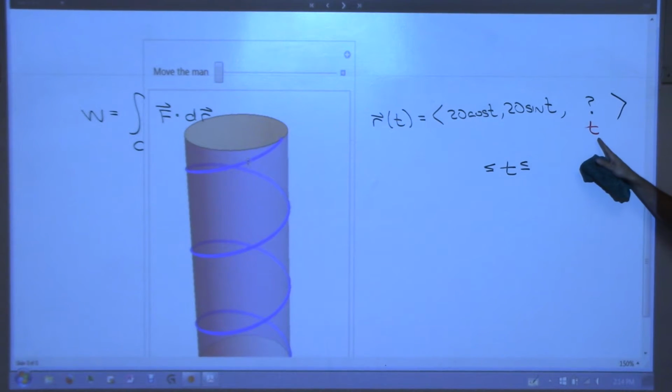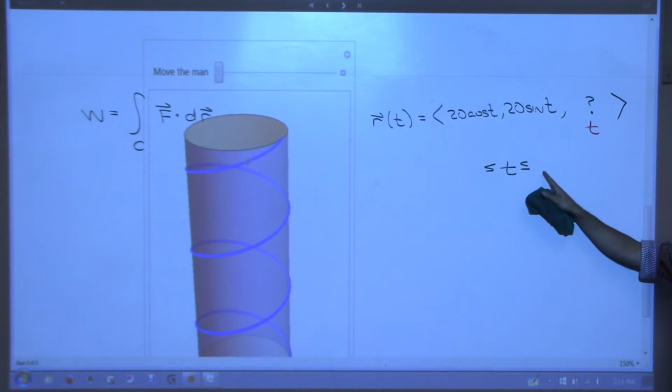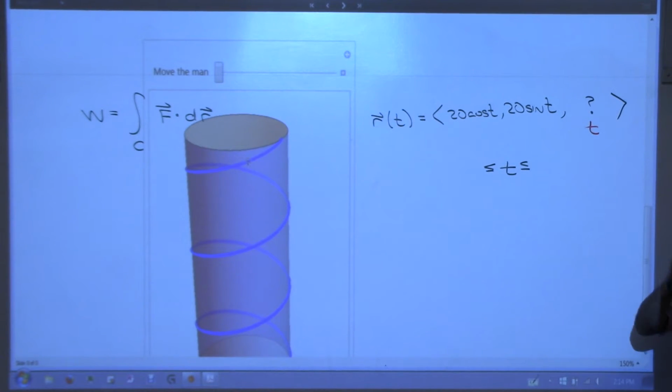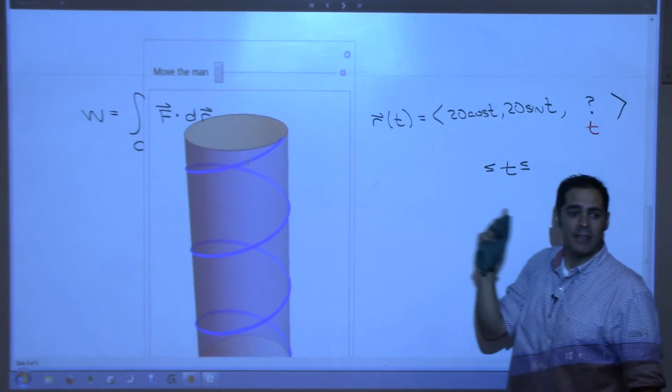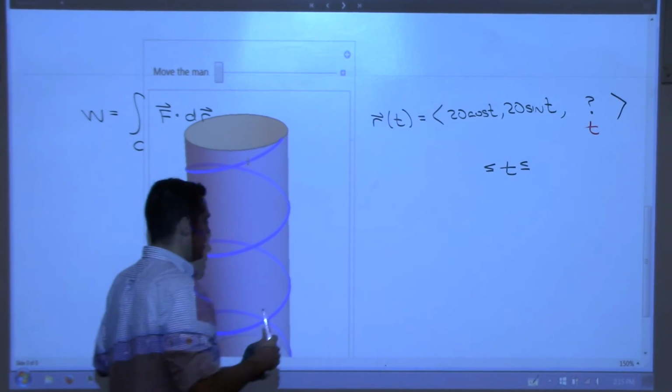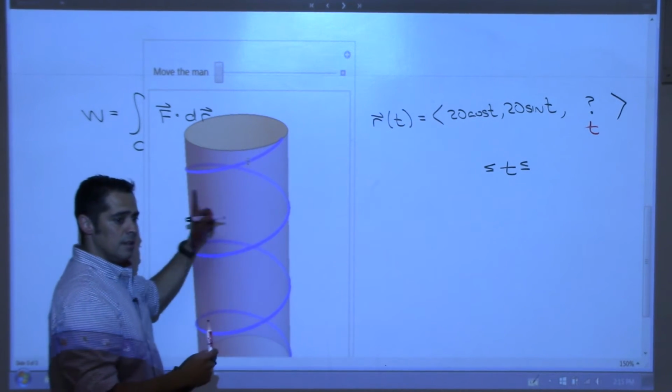Well, if you're going to use t here, it's got to be 90, right? But there's a problem with that. You need to draw 3 complete circles. So that's going to be the thing that's going to control your t. How do you draw 3 complete circles? Because that's what it says. He goes around 3 complete revolutions, right?